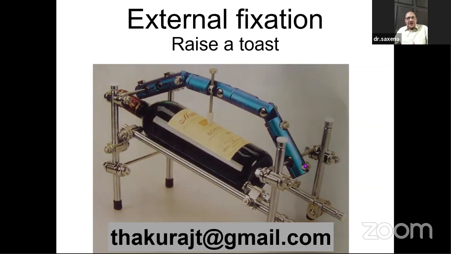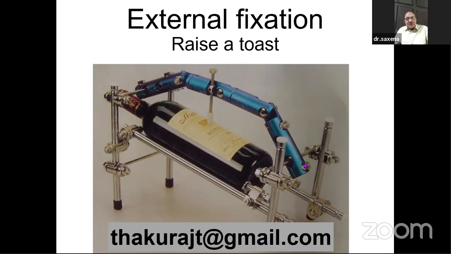Then later on, when the fixator is kept for a longer duration, contractures in the soft tissue occur. For example, when it is applied to the tibia, the equinus deformity can occur, which can of course be prevented by putting another wire in the metatarsal and then connecting it to the distal ring, to prevent the plantar flexion or the limb going into equinus.